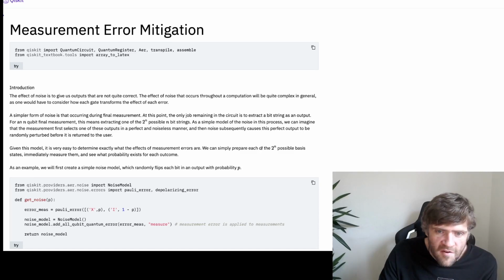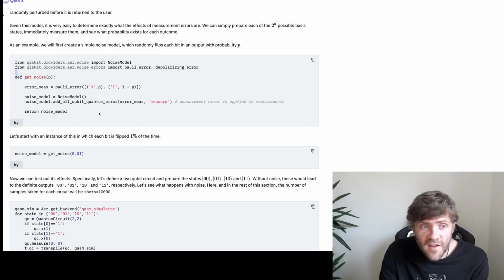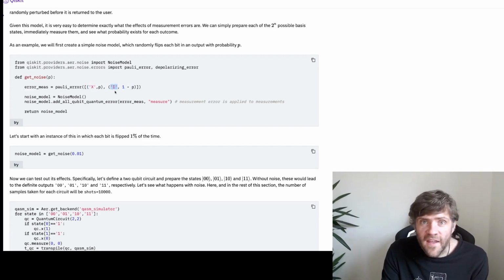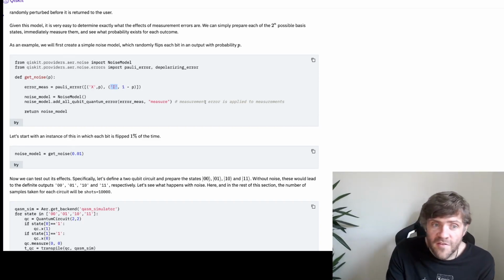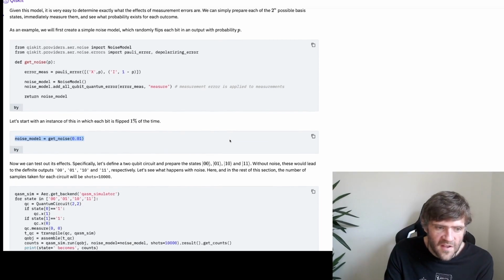So, measurement error mitigation uses this idea that there is some probability that things go wrong, and we are basically defining a noise model to use in our simulators in this particular chapter of the textbook. And this defines what we call a Pauli error, and you can see it's exactly as I described. There's some probability associated with a particular form of error operation, and then some probability associated with nothing happening. So this error that we're defining here is exactly one of the ones as I described, and then we add this particular kind of error to all of the qubits in the circuit, and we call it a measure error. So this is our noise model, we return it, and we define it for a particular probability p. So here we're going for a probability of 1% when we actually make a specific instance of this.